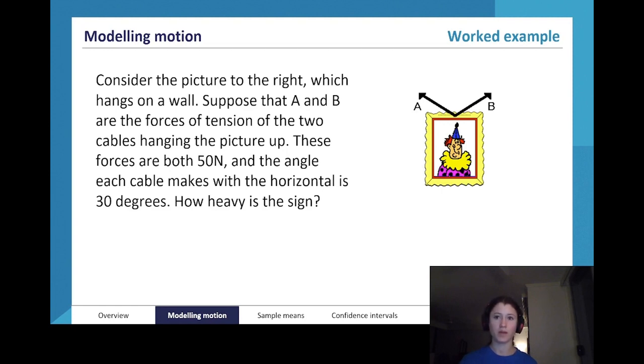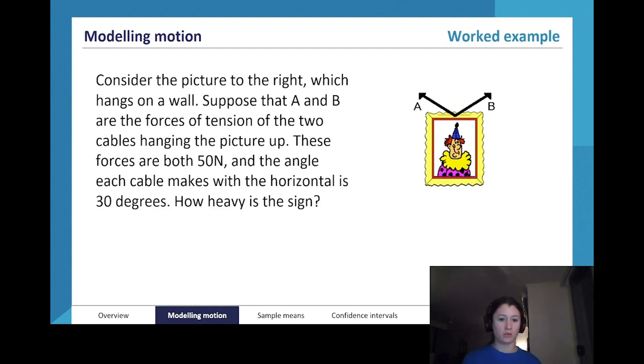In this kind of question, whenever you see something about heaviness, weight, mass, anything like that, always think F equals ma, right? Because that is the only formula that you actually can use that has mass in it. So we always know we're going to have to use that.